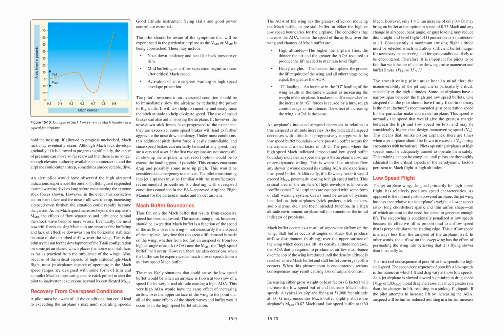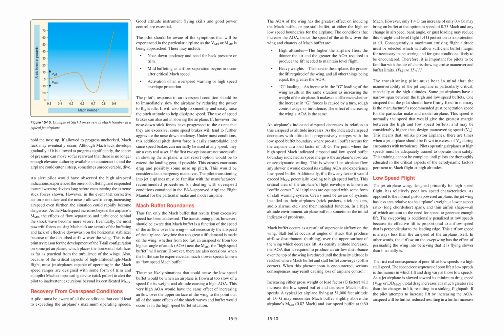An airplane's indicated airspeed decreases in relation to true airspeed as altitude increases. As the indicated airspeed decreases with altitude, it progressively merges with the low-speed buffet boundary where pre-stall buffet occurs for the airplane at a load factor of 1.0 g. The point where the high-speed Mach indicated airspeed and low-speed buffet boundary indicated airspeed merge is the airplane's absolute or aerodynamic ceiling. This is where if an airplane flew any slower it would exceed its stalling AOA and experience low-speed buffet. Additionally, if it flew any faster it would exceed MMO, potentially leading to high-speed buffet. This critical area of the airplane's flight envelope is known as coffin corner.